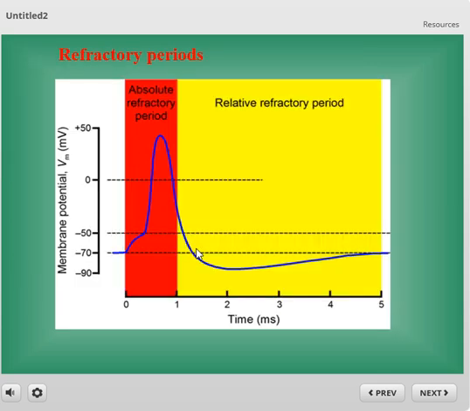The refractory periods are critical phases in the action potential cycle of neurons that ensure the unidirectional flow of electrical signals and limit the frequency of action potentials. They are divided into two main types: the absolute refractory period and the relative refractory period.